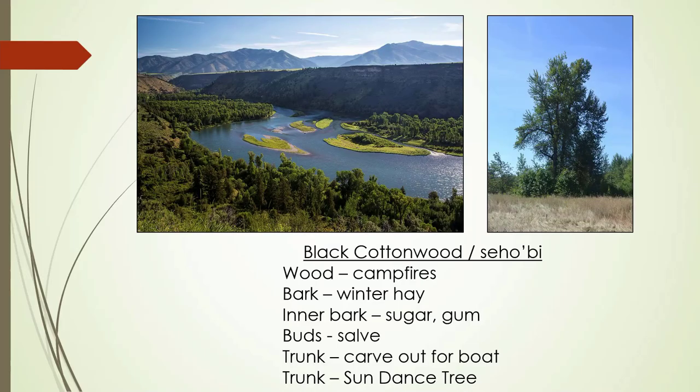So, black cottonwood. One of the reasons cottonwood was so important was because the wood doesn't smoke very much. So they would use the wood in their teepees, where some of the other woods would spark and be real smoky, but black cottonwood wouldn't. When there was a really tough winter, they would pull the bark off the trees and use it as kind of poor nutrition, but an essential hay for their horses. Again, the inner bark was sweet in the springtime as the sap was rising. They would cut little holes and take the sap and chew on it.